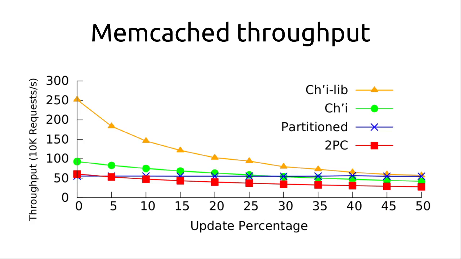Now, of course, that's with a very low update percentage. If we have a higher update percentage, then we start having the additional costs of needing the communication and coordination in Chi, and you can see that that goes down with update percentage. But even at 50%, we maintain better performance than a lot of the other options.